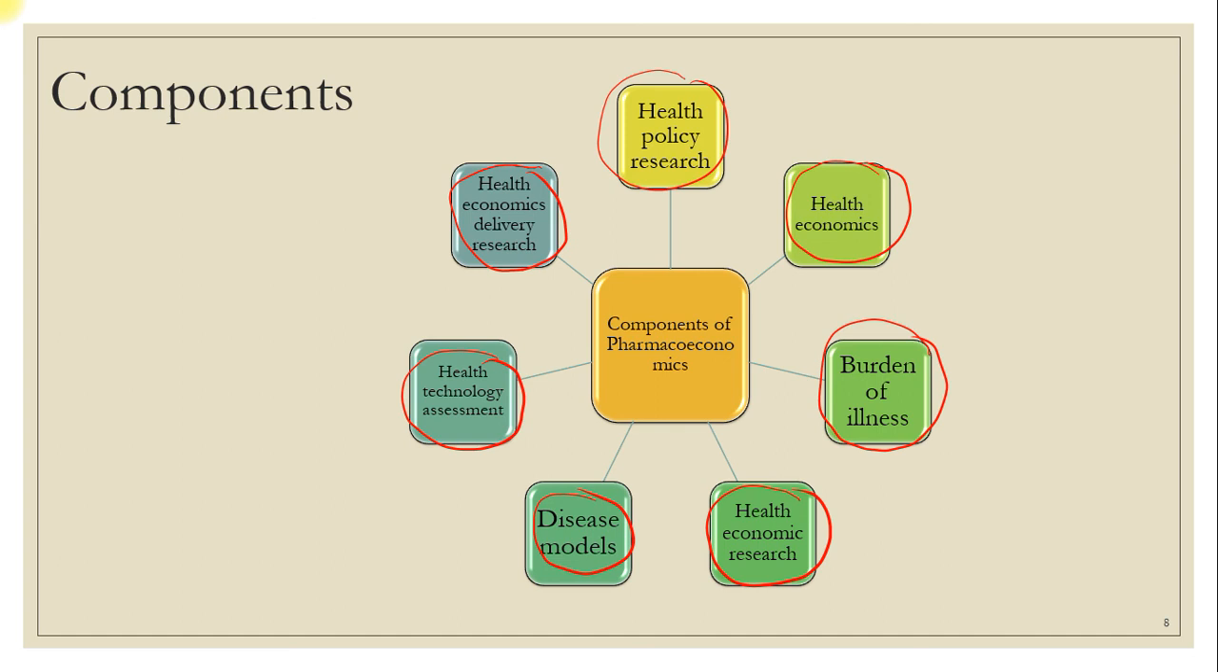The next is health economics delivery research. We have done the research on health economics, then we have to see how we are delivering it. Whatever alternative we have chosen, we have to utilize it in the population. And whenever we utilize this alternative in the population, what exact impact does it have on the population, and what are the costs and benefits associated with the alternatives, that we have to see. That comes under health economics delivery research, and that is a component of pharmacoeconomics.